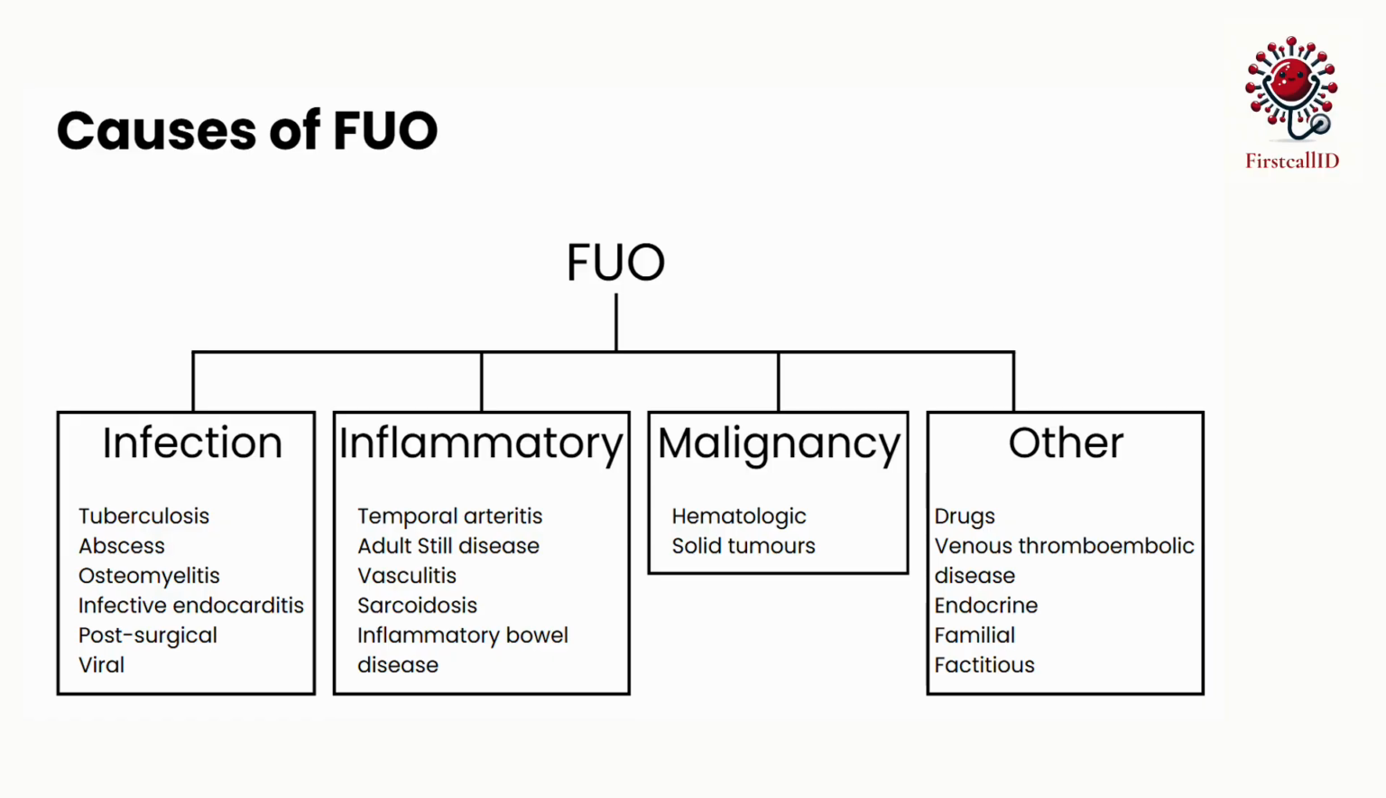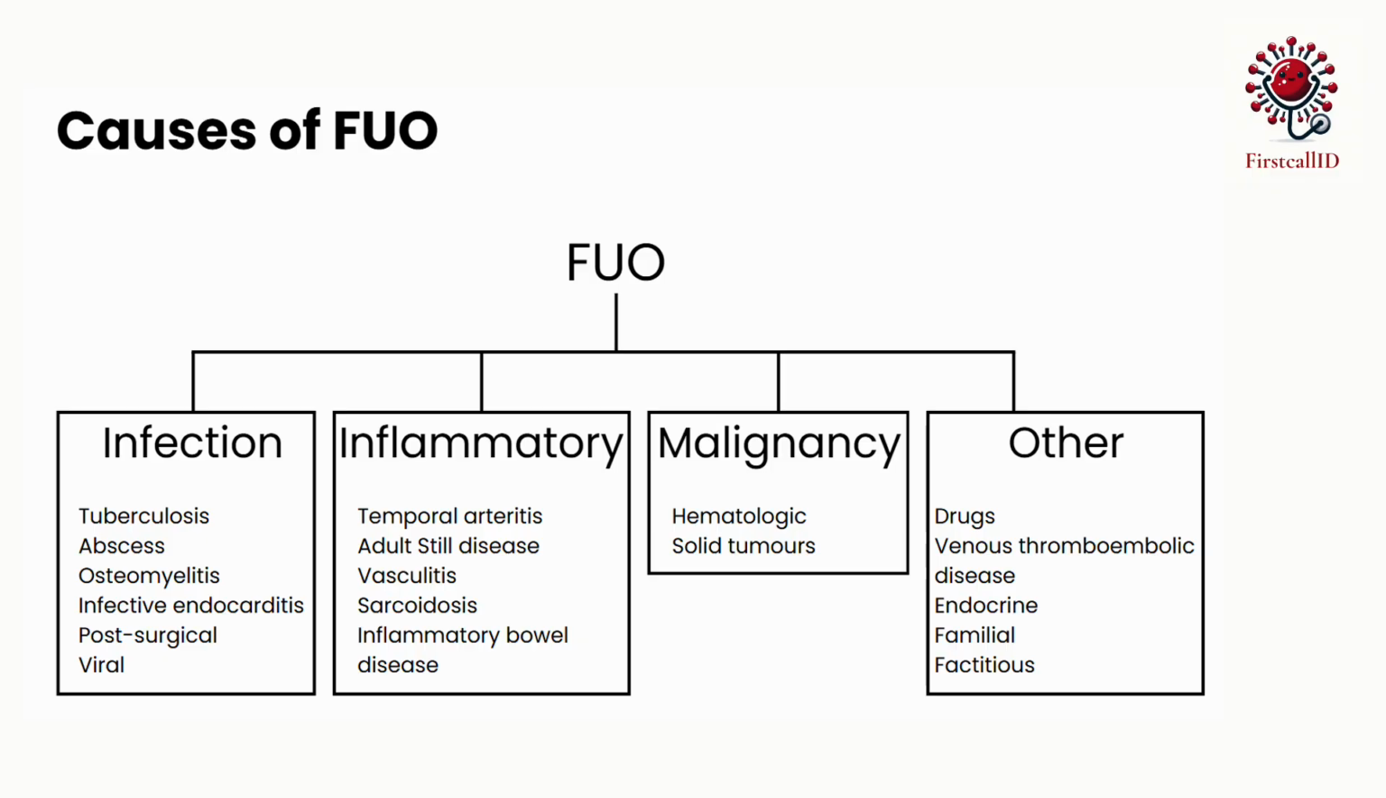Now, I like to keep the causes of FUO in some large buckets or categories to help organize things. From an infectious perspective, things to consider would include tuberculosis, occult abscesses, infective endocarditis, post-op infections or complications, and some viral infections like HIV, CMV, or EBV. Although CMV and EBV will often have positive serology indicating chronic infection, and that's almost never the cause of the patient's current complaints or fevers.